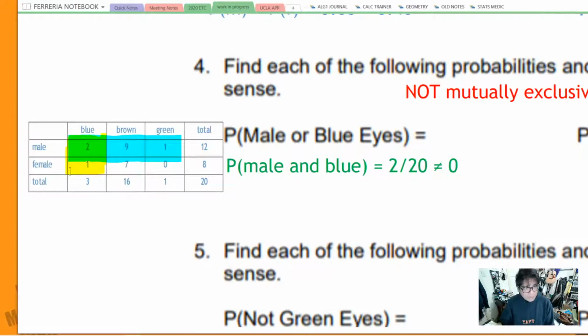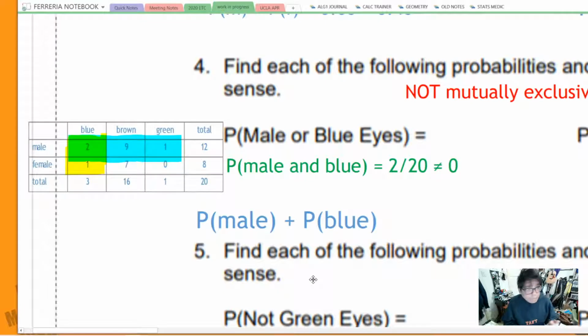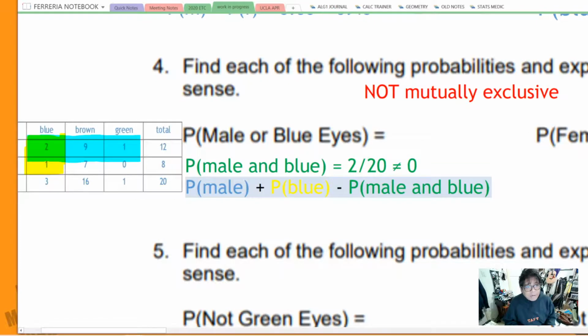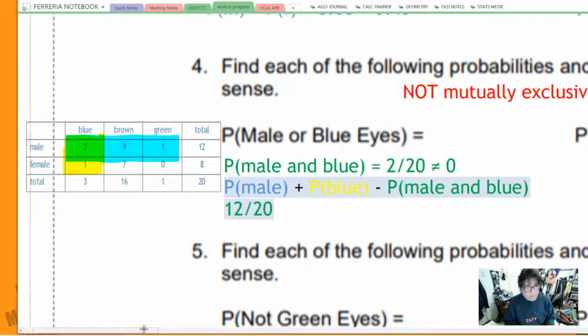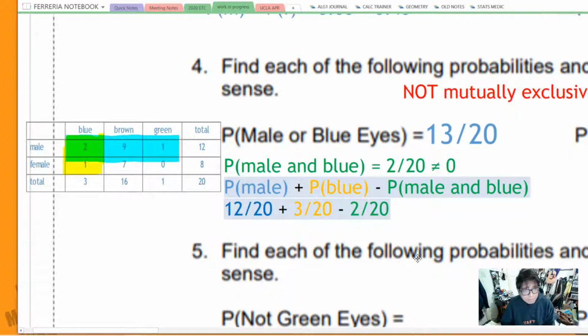So if I want to use simple addition and subtraction here for not mutually exclusive, I'd start off by adding the probability of male and the probability of blue. But then I have to subtract the probability of male and blue because it was counted in both the male set and the blue set. Which would mean I'm going to add 12 out of 20 for the boys, males, plus 3 out of 20 for the blue-eyed people, and then minus 2 out of 20 for the blue-eyed males that were counted twice. So when you add that together, you get 13 out of 20.